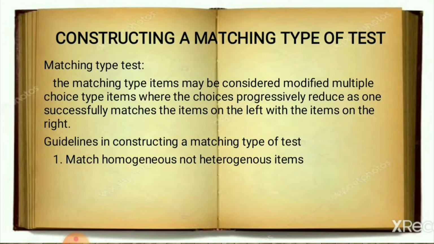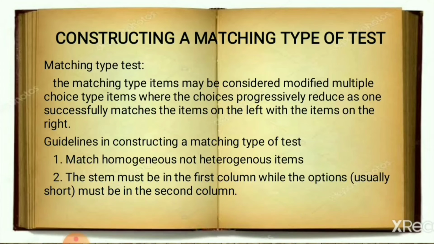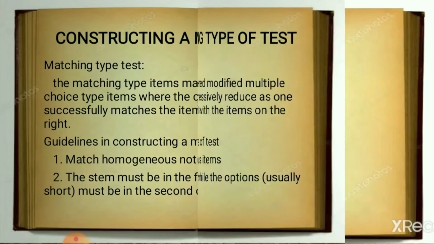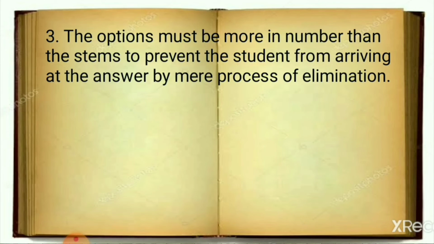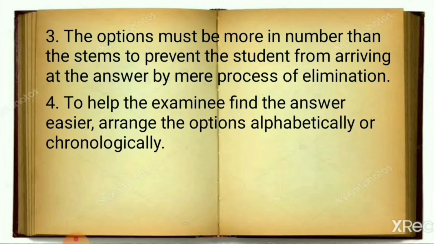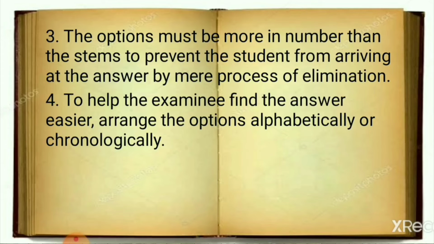First, match homogeneous, not heterogeneous items. Second, the stem must be in the first column while the options, usually short, must be in the second column. Third, the options must be more in number than the stems to prevent the student from arriving at the answer by mere process of elimination. To help the examinees find the answer easier, arrange the options alphabetically or chronologically.